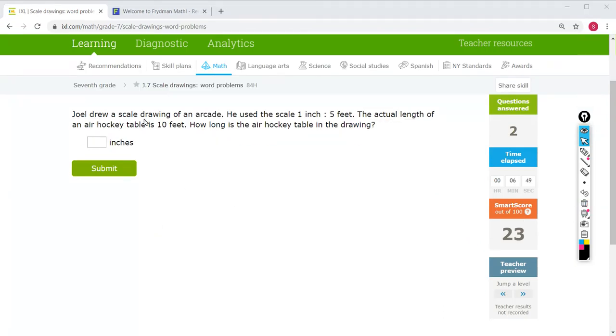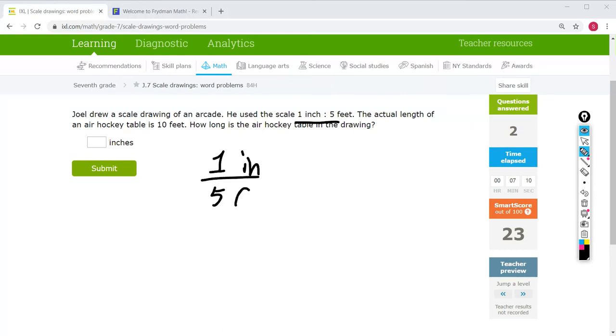Joel drew a scale drawing of an arcade. He used the scale 1 inch to 5 feet. The actual length of an air hockey table is 10 feet. How long is the air hockey table in the drawing? So once again, we'll use those numbers over there.